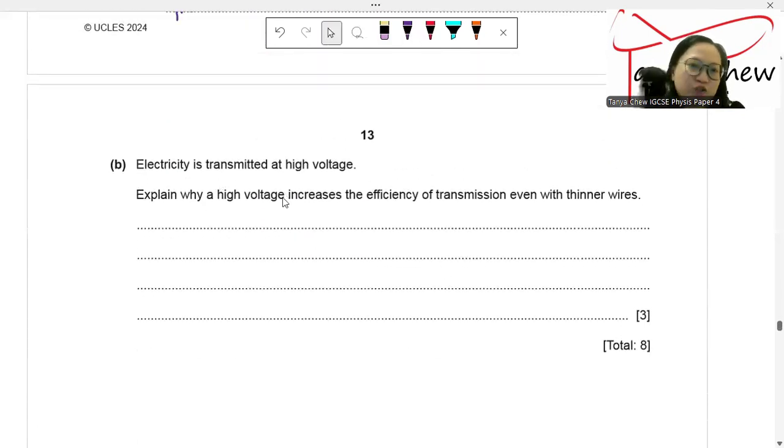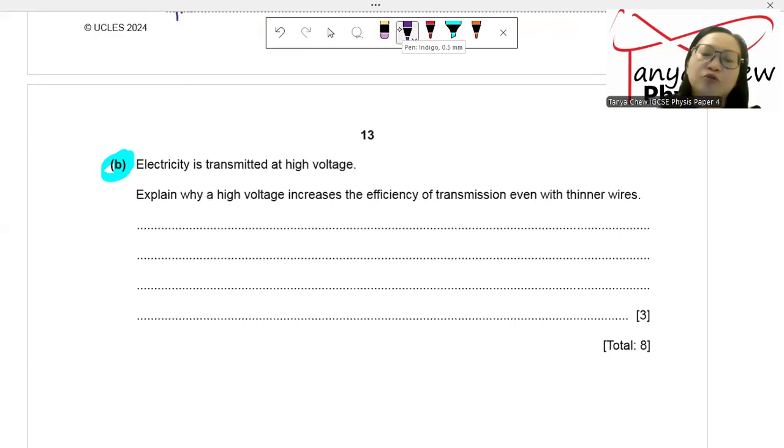Now, B, electricity is transmitted at high voltage. Explain why high voltage increases the efficiency of transmission even with thinner wires. I want you to highlight this. This is a super important question that is always asked in paper 4. This is related to transformer. That is one of the reasons why we use step-up transformer to step up the voltage from the power station to a very high voltage, and transmit to your household. If you want to answer this type of question to score 3 marks, I would prefer you to use equation. So I will use equation to answer this.